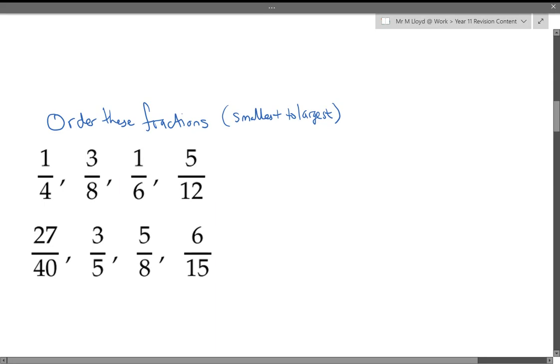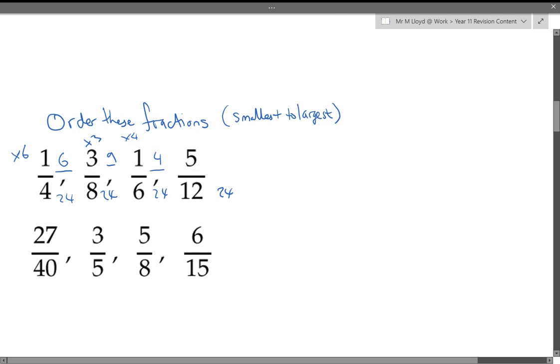I'm thinking 24. So how I can get them all to 24, I don't know. Let's have a look. 24, 24, 24, 24. So this one is times by 6. So that's going to be 6 over 24. This is times by 3, making it 9 over 24. This one is multiplied by 4, making 4 over 24.